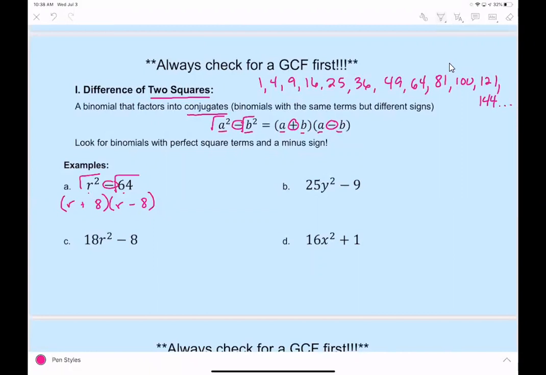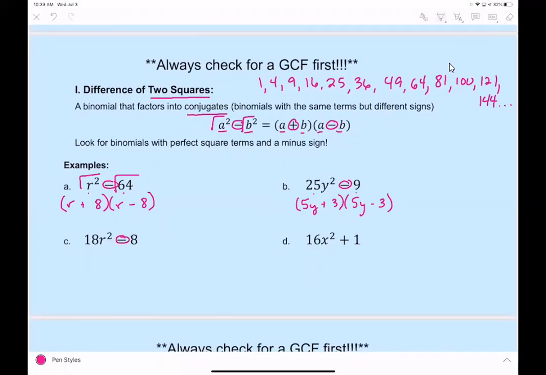The second example is a binomial. Notice it has a minus, it's a difference. Each term is a perfect square, so I can break this one into 5y plus 3 and 5y minus 3. And we're done. In this third example, I've got a difference, but notice that the terms are not perfect squares.